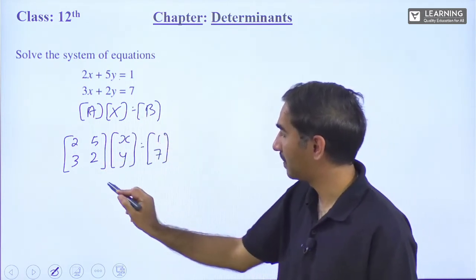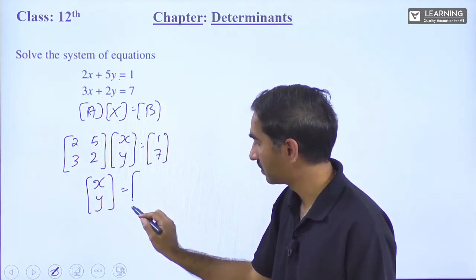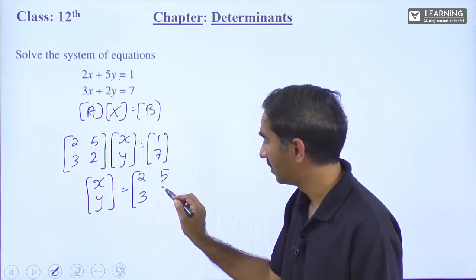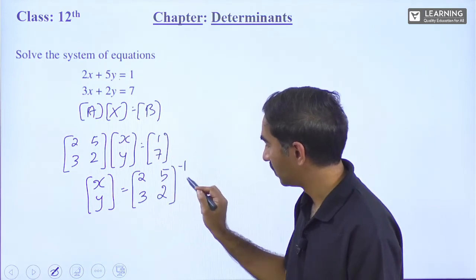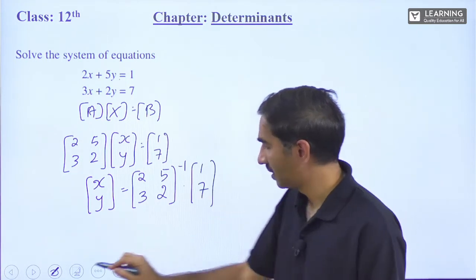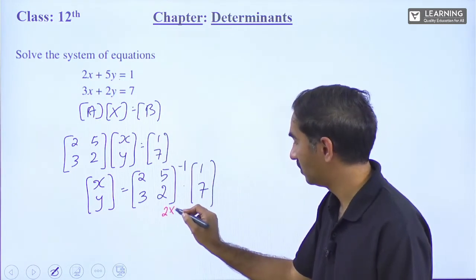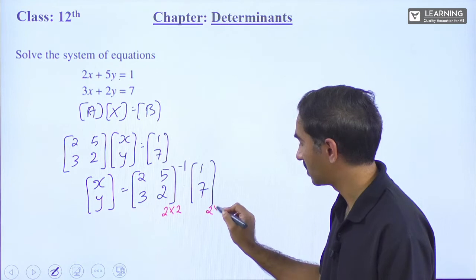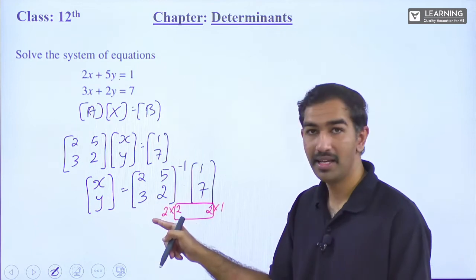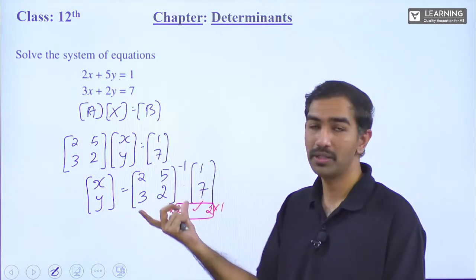Send this to this side. What will happen? X, y will be equal to the inverse of the matrix 2, 5, 3, 2, into, what is B, students? 1, 7. Now check the orders and see whether you can multiply them or not. What is the order here? 2 cross 2. And what is the order here? 2 cross 1. Can we multiply them? Yes. Why? Because the number of columns in A is equal to the number of rows in B. This condition is satisfied, which means we can multiply these two matrices.